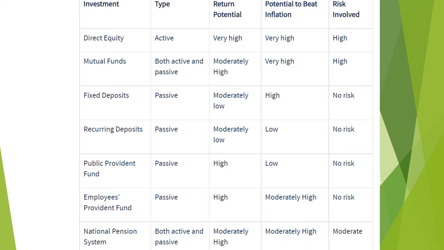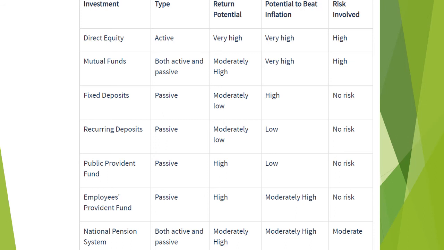So there are professionally qualified people, asset management companies, who collect money from us and invest in company shares. Knowledge-wise, they are superior to us normal investors, so they will get more return, and part of the return they earn will be distributed to us. So that is the concept. There are active and passive mutual fund schemes. The return potential is high, and we can beat inflation, and risk is also high.